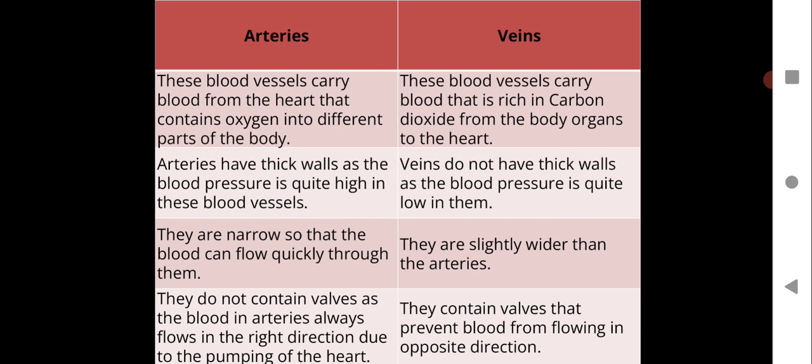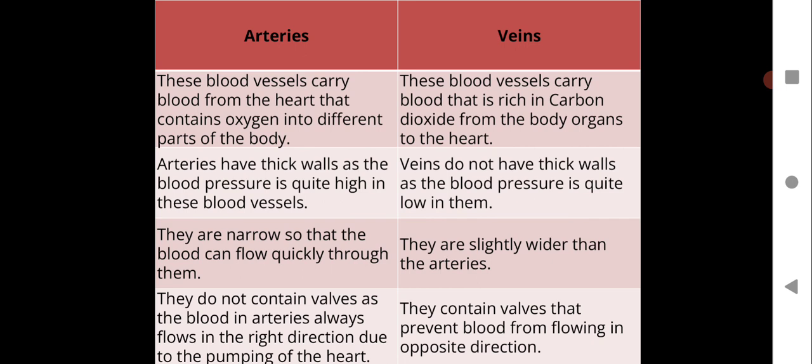First point, arteries. These blood vessels carry blood that contains oxygen from the heart into different parts of the body. This tube-like structure called arteries takes the oxygenated blood from the heart to all the various parts of the body. Whereas veins, these blood vessels carry blood that is rich in carbon dioxide from the body organs to the heart.